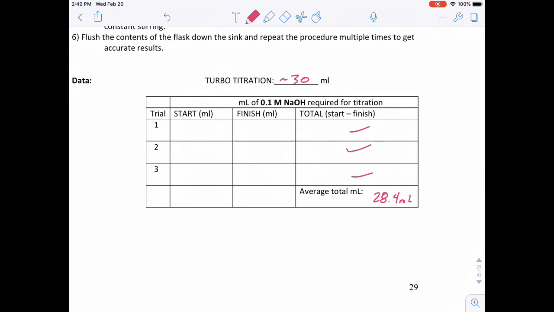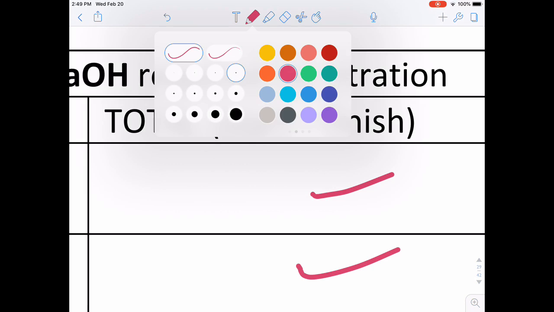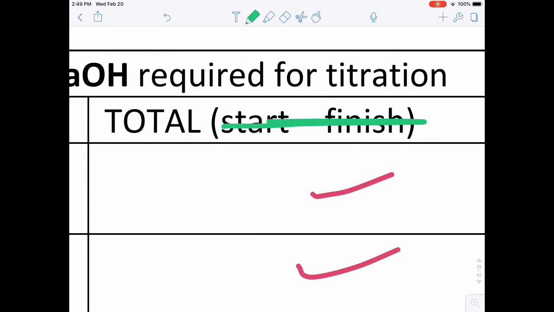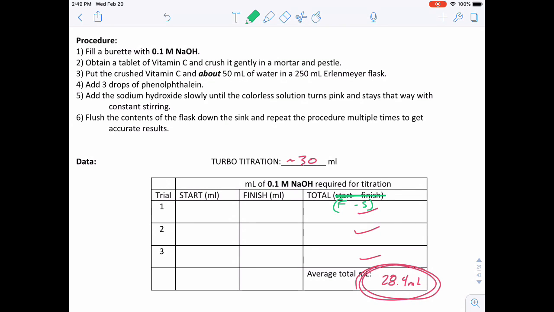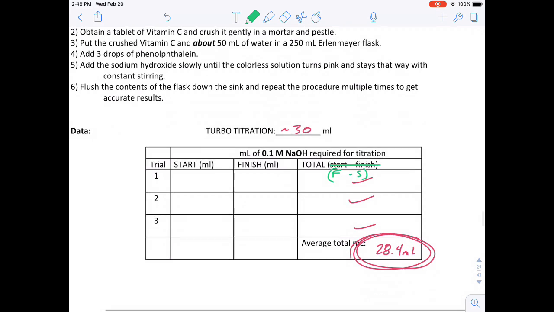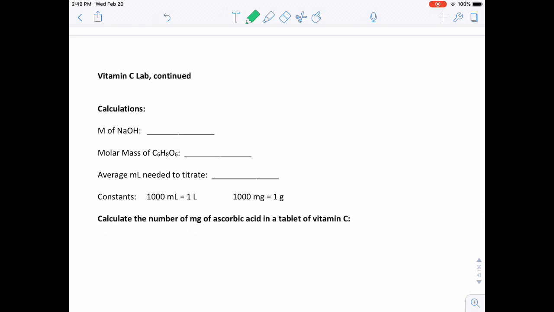I did notice on here that there is an error, and I believe I note that it should be finish minus start as opposed to start minus finish. So I apologize for that. Make sure you take note of that and you put that in your references for future labs. So we get my averages. I get 28.4 milliliters of sodium hydroxide titrated in to get the endpoint.